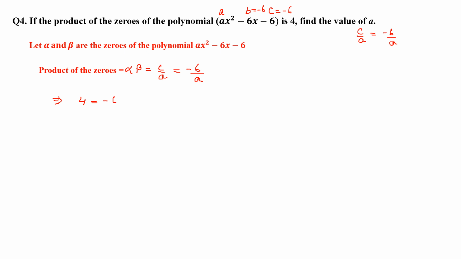And the product of the zeros is given as 4. So 4 is equal to minus 6 by a. Now do the cross multiplication. So 4a equal to minus 6 and the value of a will be minus 6 divided by 4. Simplify, 2 2s are 4, 2 3s are 6. So the value of a is minus 3 by 2. Now moving to the next question.